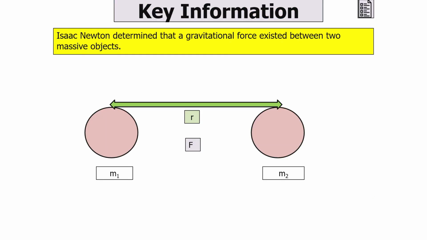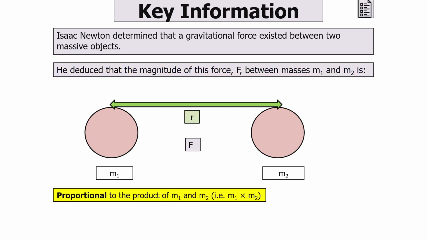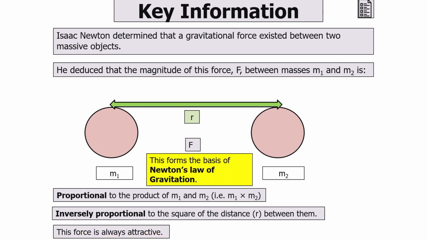Now, Isaac Newton determined that a gravitational force existed between two massive objects. He deduced that the magnitude of this force F between masses m1 and m2 is proportional to the product of m1 and m2 and inversely proportional to the square of the distance between them. He also concluded that this force is always attractive. These three principles form the basis of Newton's law of gravitation.